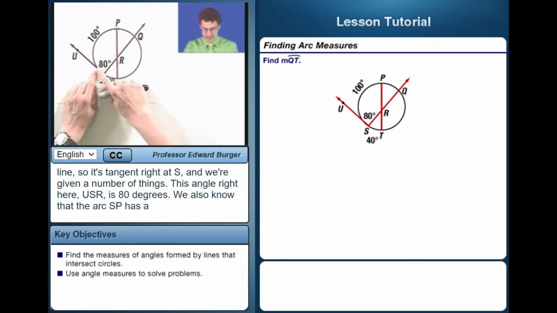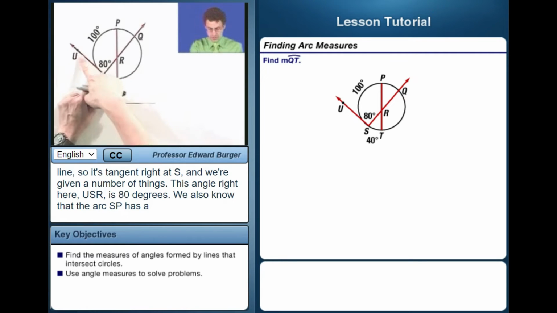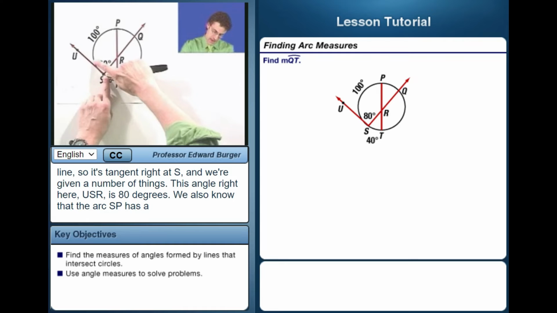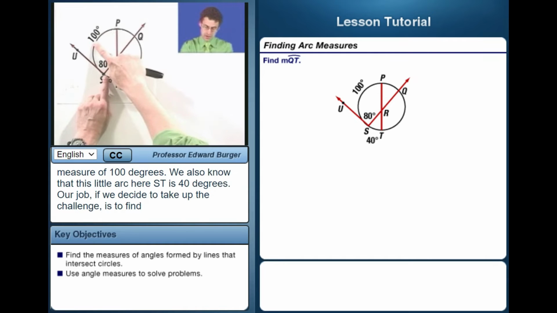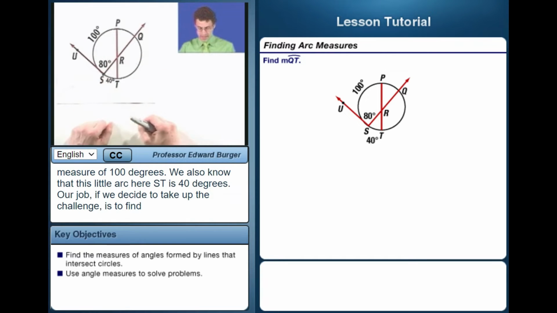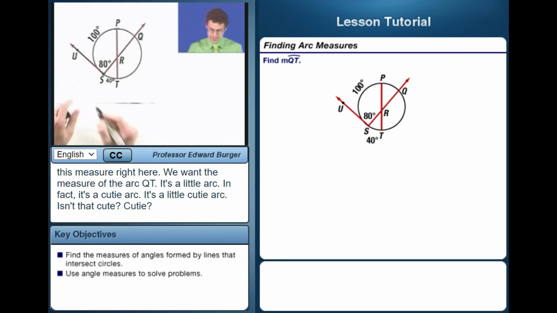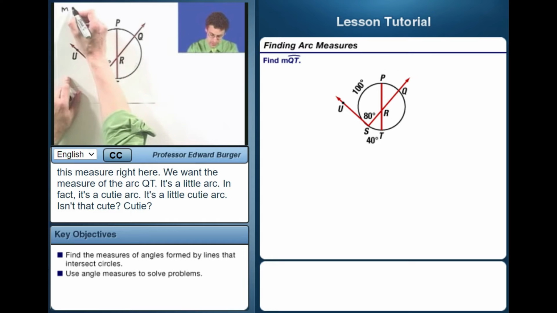And we're given a number of things. This angle right here, USR, is 80 degrees. We also know that the arc SP has a measure of 100 degrees. And we also know that this little arc here, ST, is 40 degrees. And our job, if we decide to take up the challenge, is to find this measure right here. So we want the measure of the arc QT.